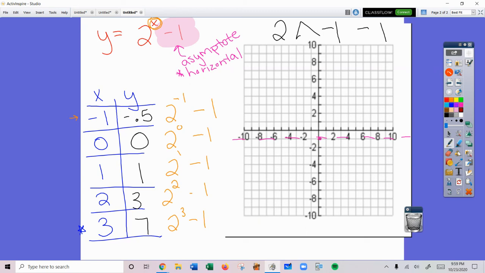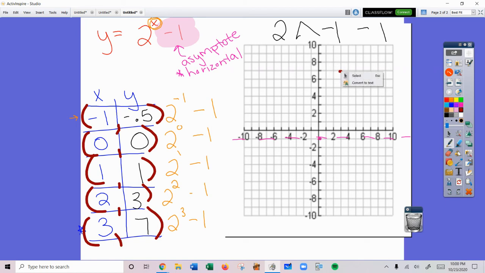Now, we should know at this point that we can find ordered pairs from this table, and we can plot those onto the coordinate plane because we already did that in our last unit, right? So we have all of these ordered pairs going down this table. I'm going to start from the bottom here. I'm going to plot my point (3, 7), and then (2, 3), (1, 1), (0, 0), and (-1, -1/2). I have to kind of approximate that point. I'm halfway in between those points there.